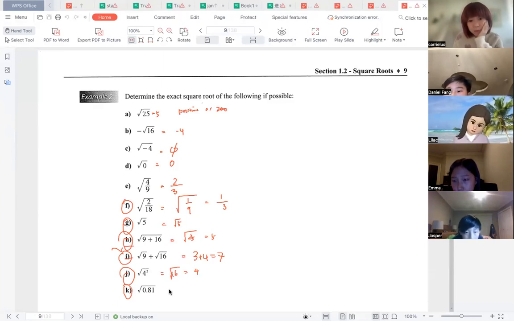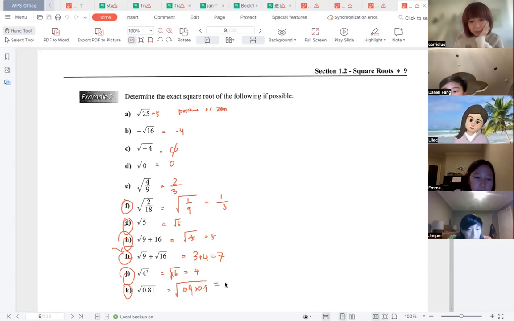Okay, so now let me continue with this. 0.81 equals 0.9 times 0.9, so the square root equals 0.9.